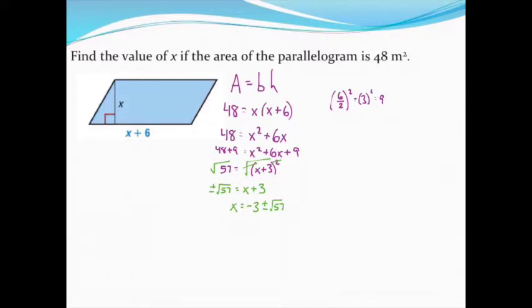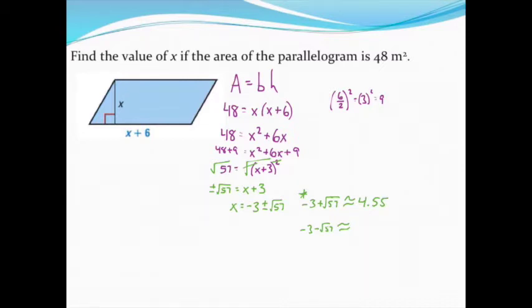So I'm going to do negative 3 plus the square root of 57. And then I'm going to figure out what negative 3 minus the square root of 57 is. Using a calculator, I find those values to be approximately, let's see, I want to make sure I do the right one. Negative 3 plus the square root of 57 is approximately equal to about 4.55. And negative 3 minus the square root of 57 is approximately equal to, I didn't write it down in my notes, but I know it's going to be something negative.